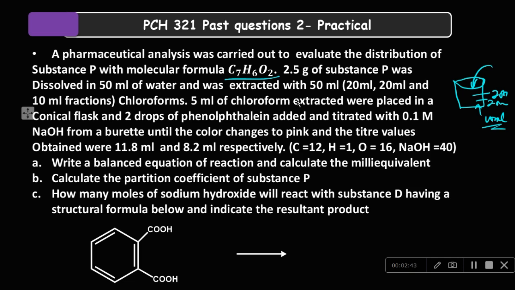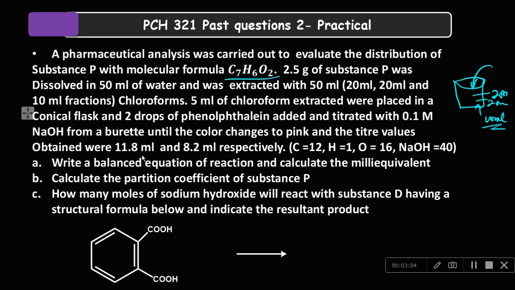5 ml of the chloroform extract were placed in a conical flask. You took 5 ml from the total amount here, and then placed it in a conical flask, and 2 drops of phenolphthalein added and titrated with 0.1 molar sodium hydroxide from a burette until the color changes to pink and the titer value obtained here.